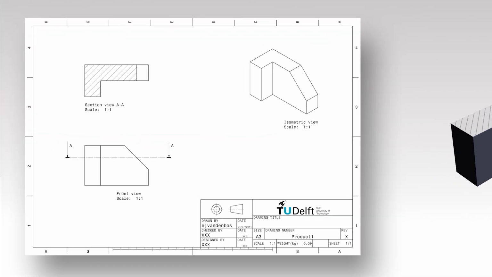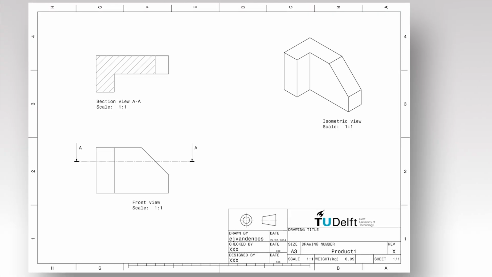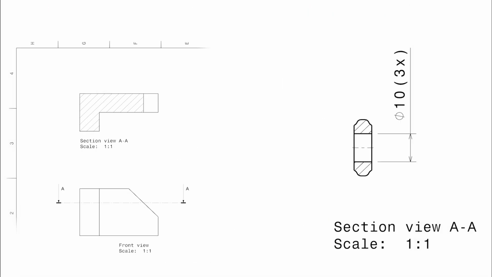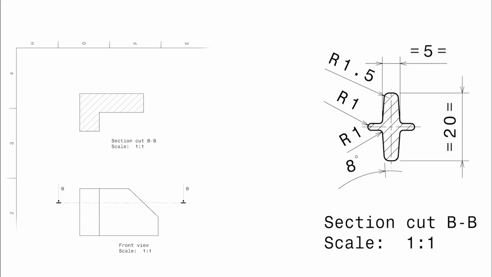In CATIA, the 3D application with which you will be working later during this course, sections showing the object's background are called section views. Sections where no background is shown are called section cuts.